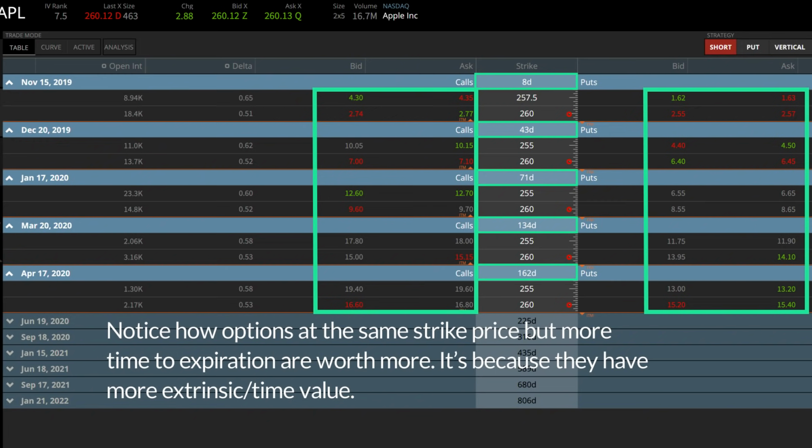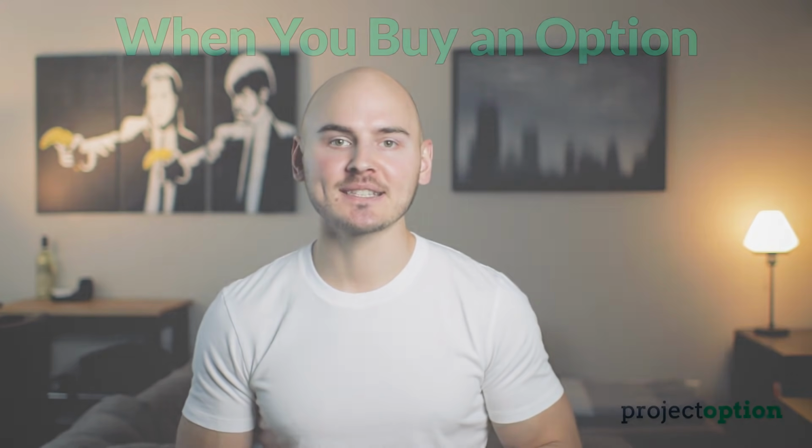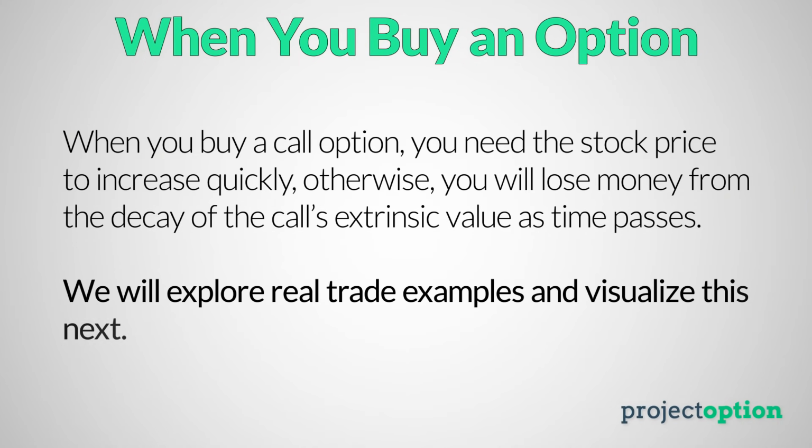And that is why if you look at an option with lots of time until expiration, it will be trading with lots of extrinsic value relative to an option at the same exact strike price that has maybe just a day or a couple weeks until expiration. What this means for you as an option buyer is that when you buy an option, since you have a limited amount of time before the option expires, as the option approaches its expiration date, the extrinsic value will come out of that option.